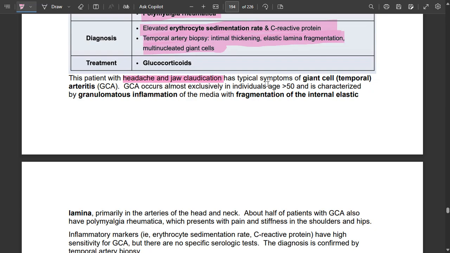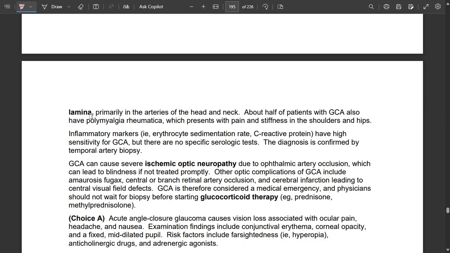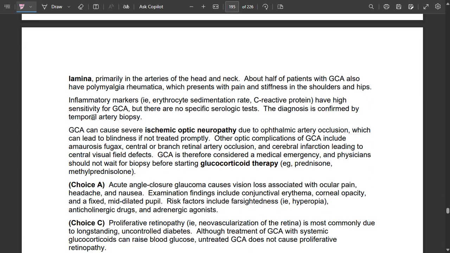GCA occurs almost exclusively in individuals aged more than 50, and it's characterized by granulomatous inflammation of the media with fragmentation of the internal elastic lamina. So there is fragmentation of the internal elastic lamina, particularly in the arteries of the head and neck. About half of the patients with GCA have polymyalgia rheumatica, which presents with pain and stiffness of the shoulders and hips. Inflammatory markers like ESR and CRP have a high sensitivity for GCA but are non-specific. The temporal artery biopsy can be done.